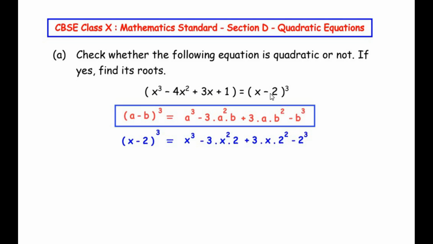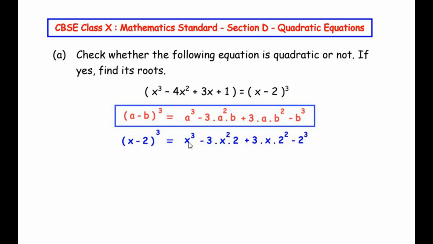Now in this question, a represents x and b represents 2. So we are just simply going to plug in the values of a and b in this formula. So we have here x cube minus 3 times x square times b is 2 plus 3 times a is x times b square becomes 2 square minus 2 to the power of 3.